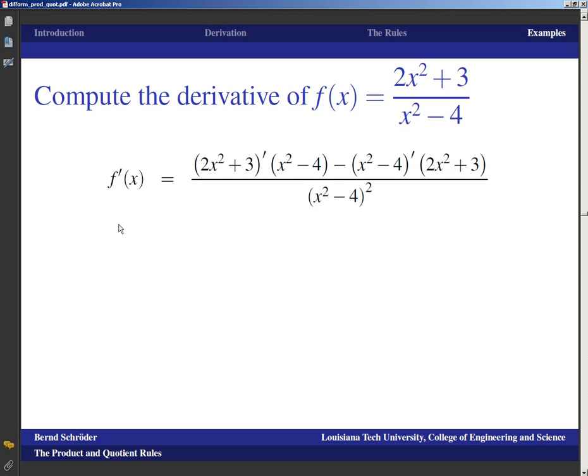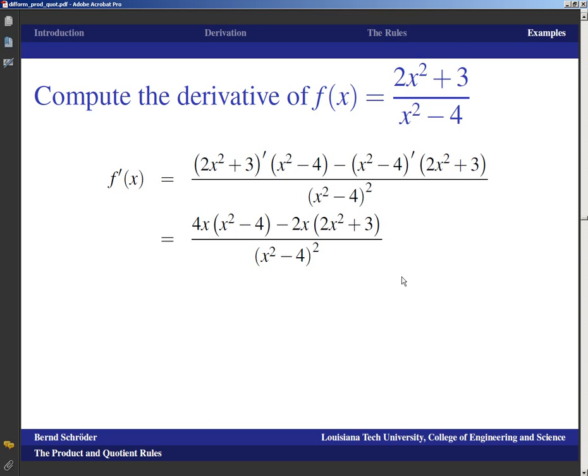So f prime of x here would be the derivative of the numerator times the denominator minus the derivative of the denominator times the numerator, divided by the square of the denominator. Typically we don't write this stuff down, even though at the beginning I'd like to give all the steps possible. Typically the first step is to already compute the derivatives in the numerator, and so you end up with the derivative being 4x times x squared minus 4 minus 2x times 2x squared plus 3, divided by x squared minus 4 quantity squared.